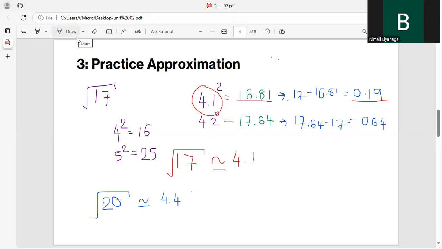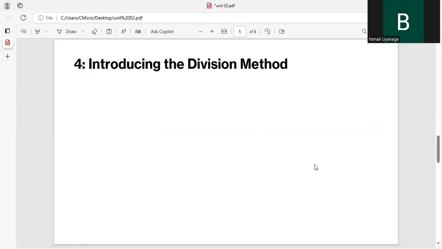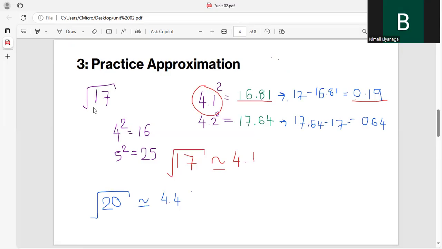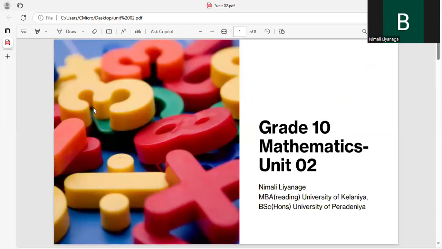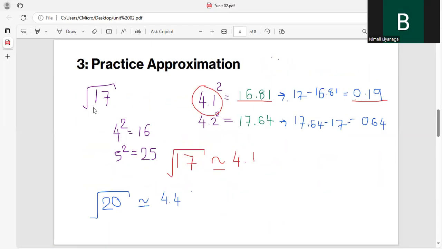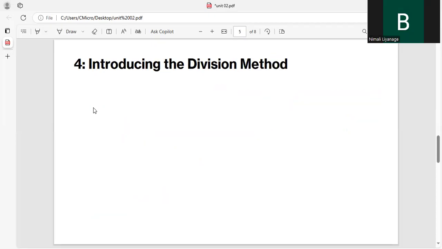So we are going to move to our next subtopic. You can write this note one by one. Surely I can give you this note also. Introducing the division method.